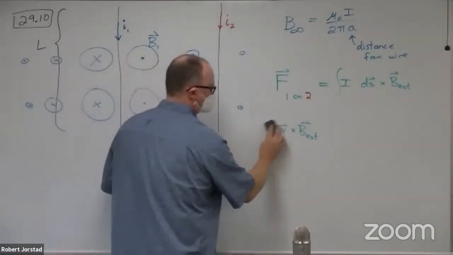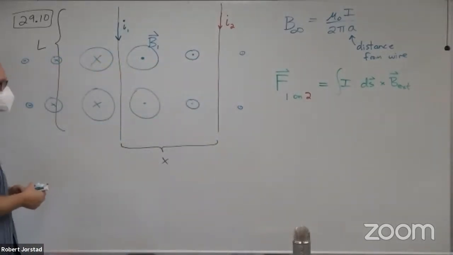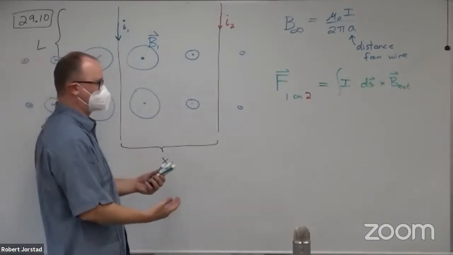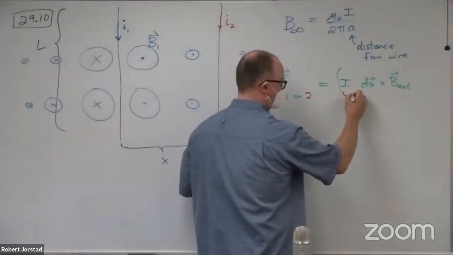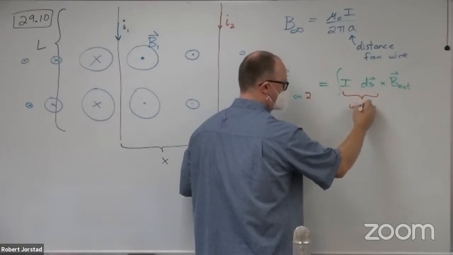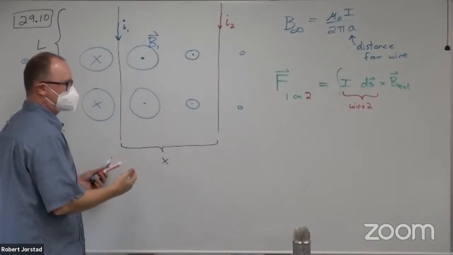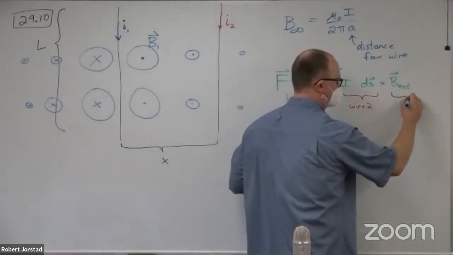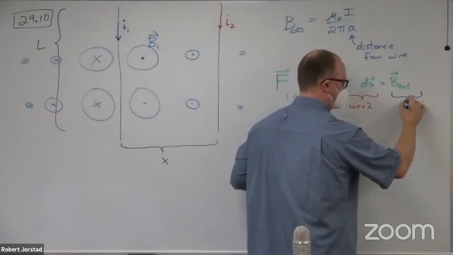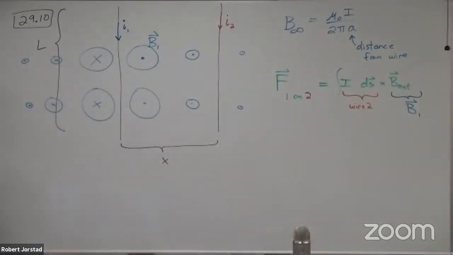So you're right. Well, now tell me, what is the current? Is it current 1 or current 2? We're looking for the force on wire 2, right? So I should use the current of wire 2. This is going to come from wire 2. Agreed? That's the current that is having a force exerted on it. What's the external field? B1. You see what I'm saying now? And now you know why I kept writing B external all the time, right?